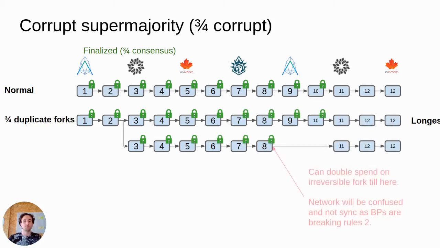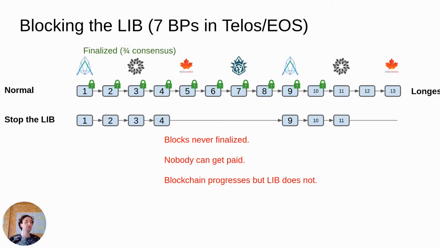So these malicious parties could convince people about different histories up until this point, really, and then at this point, everybody else will sync to the longest chain, and nobody will be confused anymore. So one thing that a malicious minority can do is stop the last irreversible block. This is an attack vector with EOS.io.